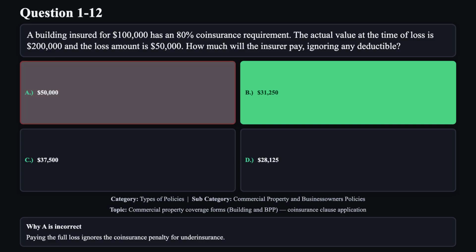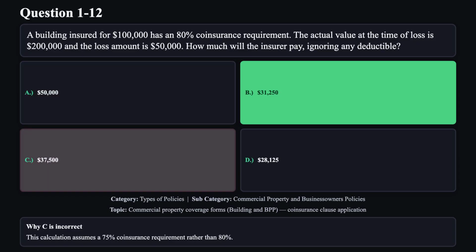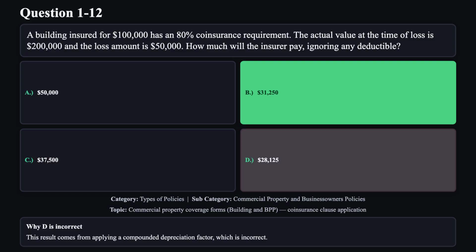Reason A is not correct. Paying the full loss ignores the coinsurance penalty for underinsurance. Reason C is not correct. This calculation assumes a 75% coinsurance requirement rather than 80%. Reason D is not correct. This result comes from applying a compounded depreciation factor, which is incorrect.